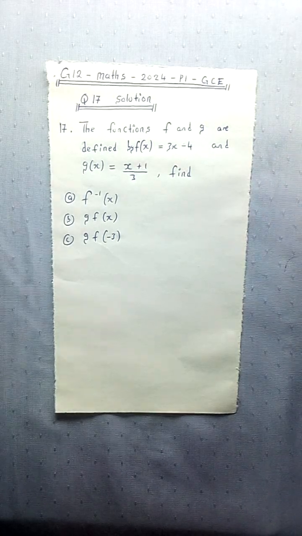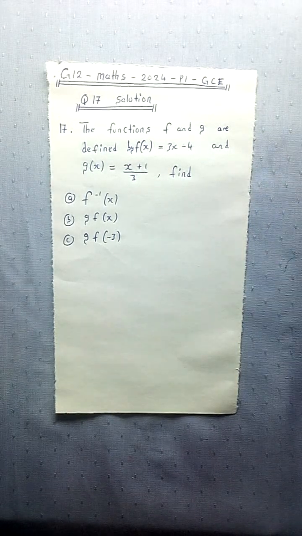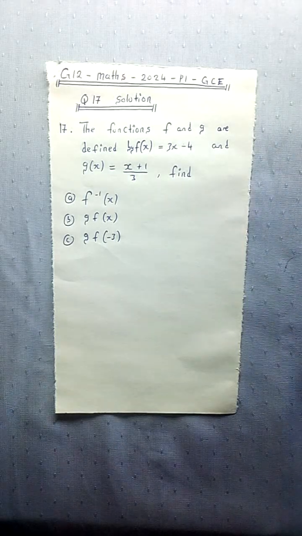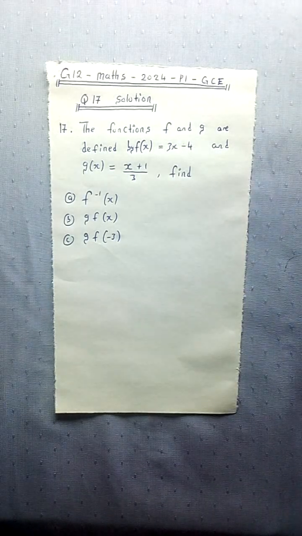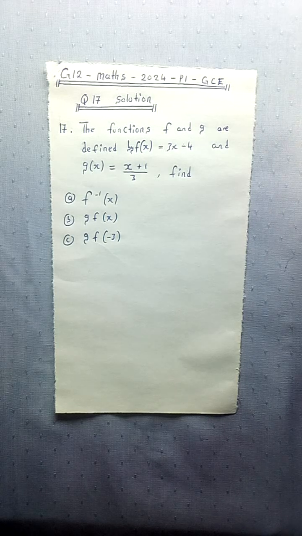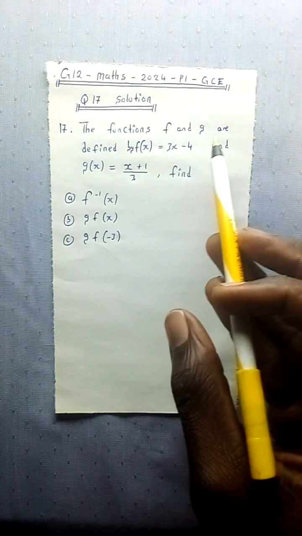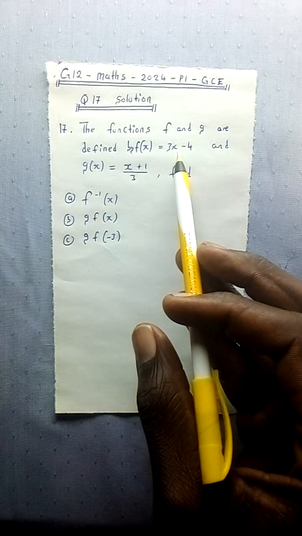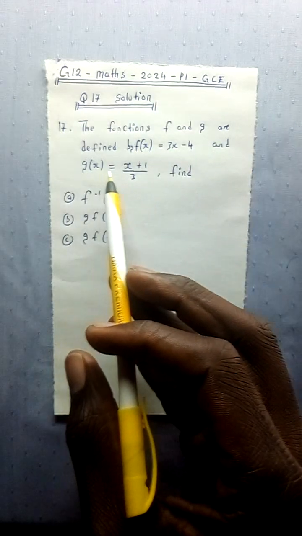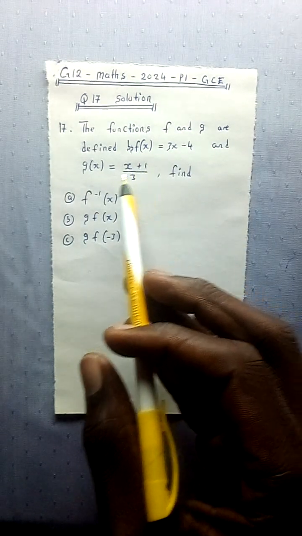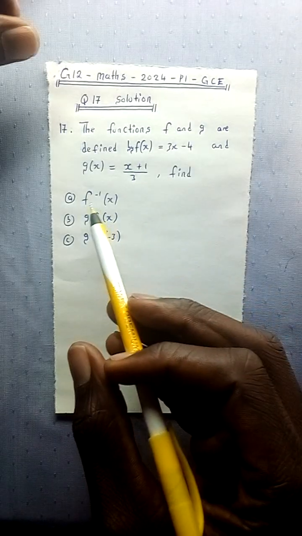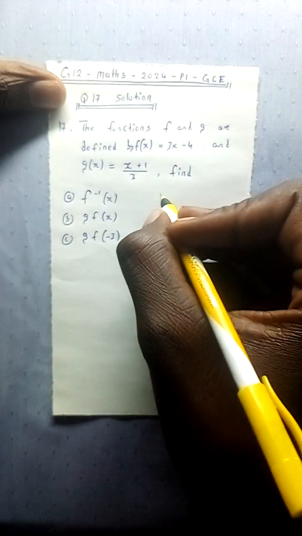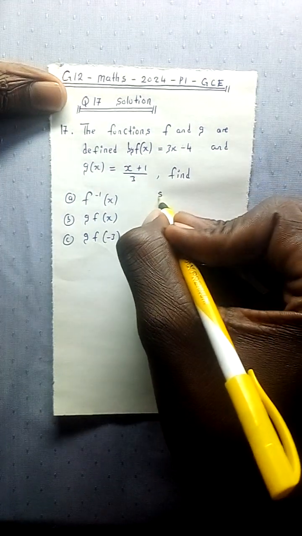Well, this is G12 Math 2024 paper 1 GCE, specifically question 17, which reads: the functions f and g are defined by f of x being equal to 3x minus 4 and g of x being equal to x plus 1 over 3. Find f inverse of x. Okay, well, this is our solution.